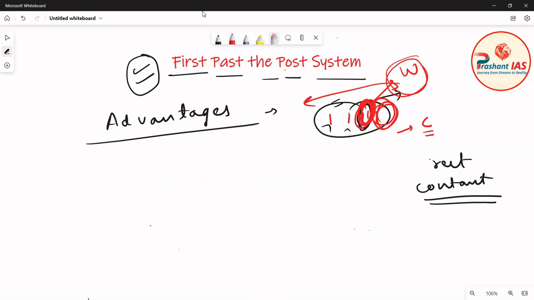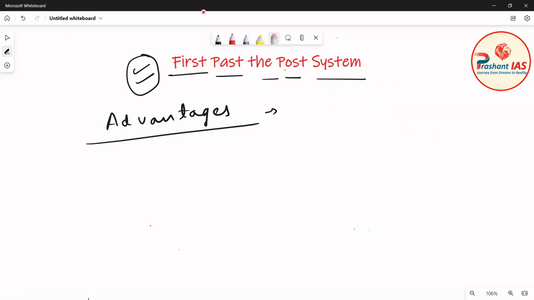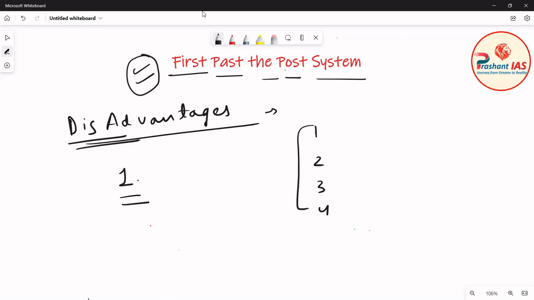But friends, wait, we can't say that this system is perfect. There are some disadvantages of this system also. So now let us see what the disadvantages of this system are. Let us first see the first disadvantage. In the previous example, I told you that there were 4 contestants. Four contestants means it was a multi-cornered contest. Multi-cornered contest means that the number of contestants is more than 2. There are many contestants.